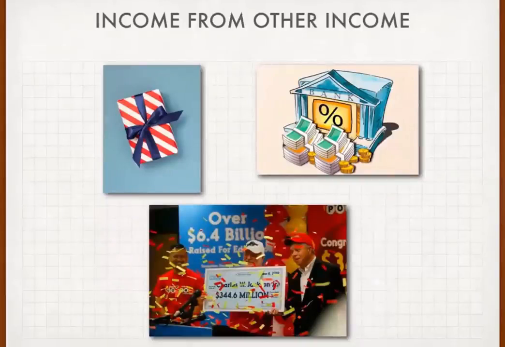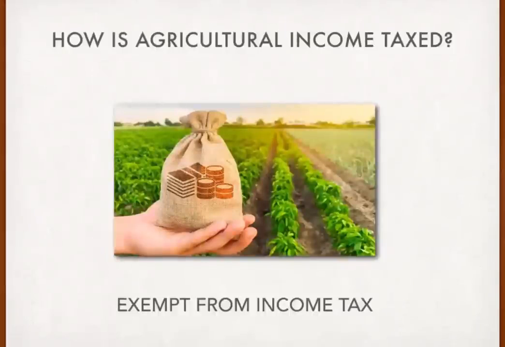And you could have other income. They could be gifts, or earnings from lotteries, or just interest that you earn from your bank, right? So these are income from other sources. So we saw 5 different sources of income, and each of these sources are taxed differently. It's very important for us to understand that. Right? How is agricultural income taxed? Agricultural income is exempt from income tax. In India, as on date, it's exempt from income tax.